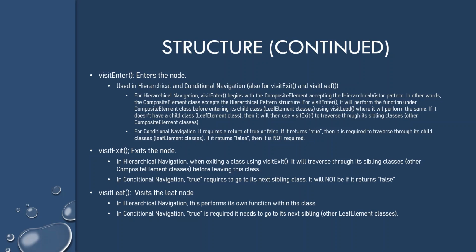The last one is visit leave, which visits the leaf node. In hierarchical navigation, this performs its own function within the class. For conditional navigation, true is required. It needs to go to its next sibling. Otherwise, it doesn't.